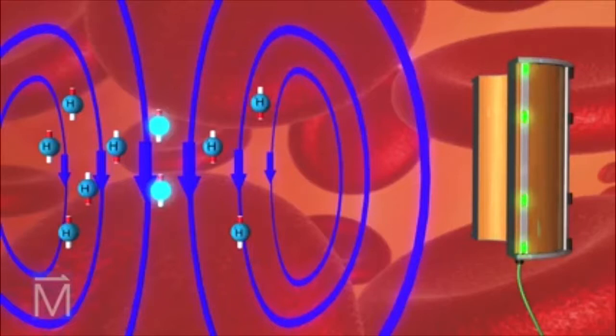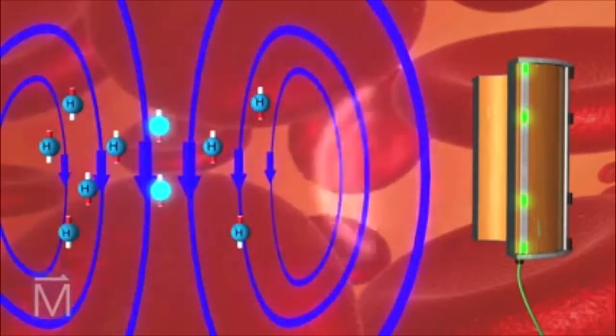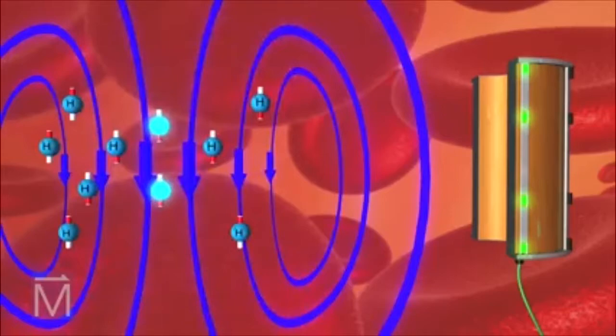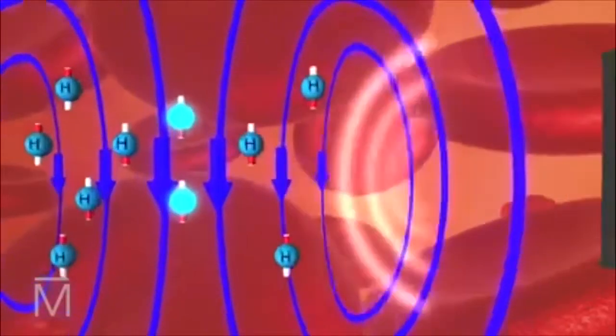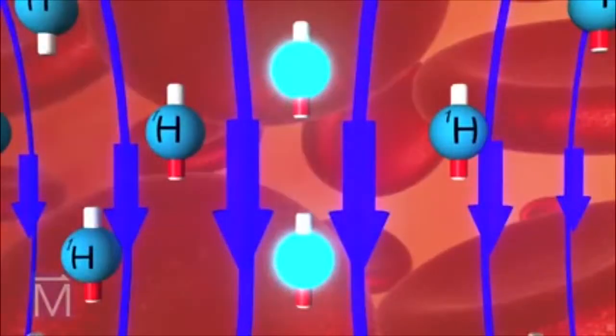When the RF coil is turned on, the unmatched protons absorb the energy of the RF waves, which causes them to flip on their axes. They are still in line with the magnetic field, but now in the opposite direction.